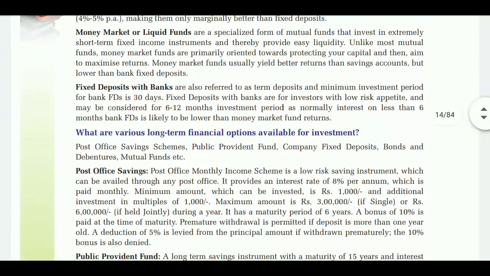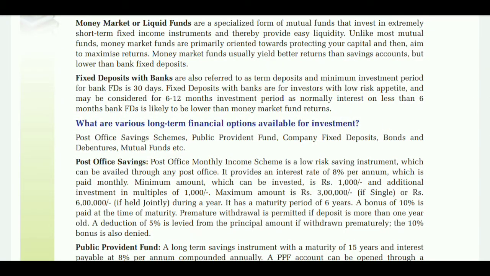Fixed deposits with banks are also referred to as term deposits, and the minimum investment period for bank FDs is 30 days. Fixed deposits with banks are for investors with low risk appetite and may be considered for a 6 to 12 months investment period, as normally interest on less than 6 months bank FDs is likely to be lower than money market fund returns.